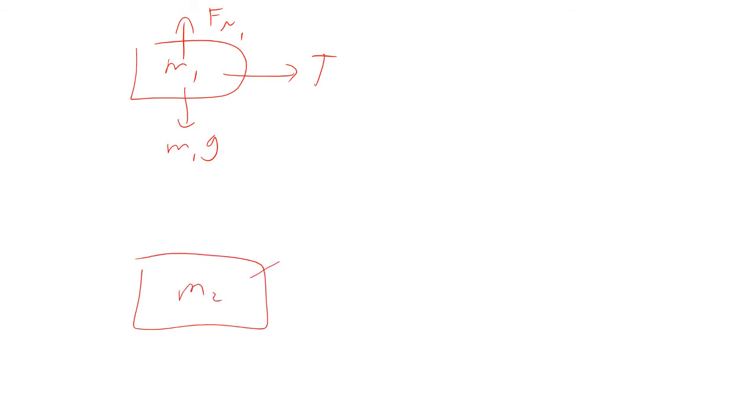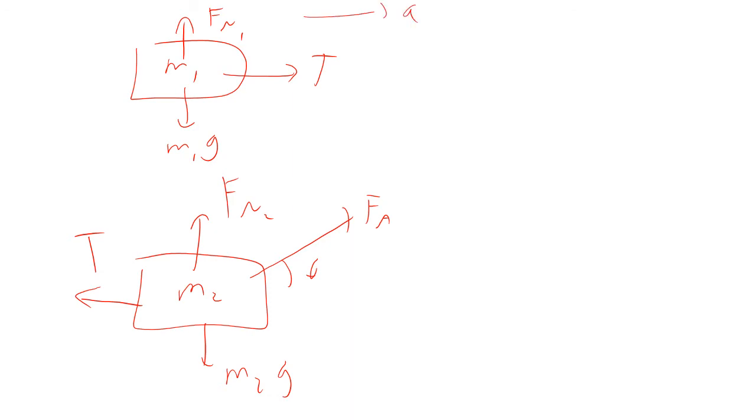For mass 2, got my applied force at an angle. I've got the normal Fn2. I've got M2G. And I've got tension. Okay, so we know it's accelerating this way.